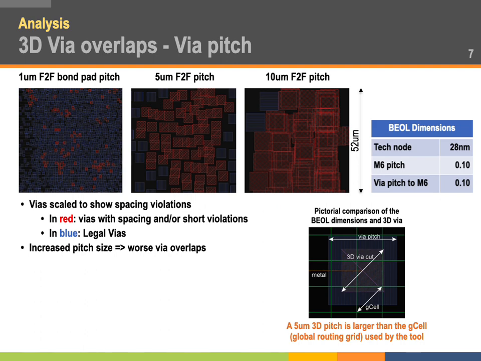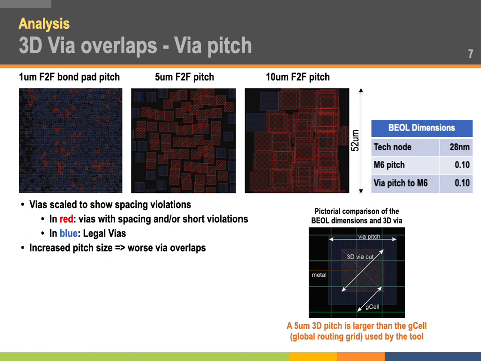We see the layouts of an application processor designed in 28 nanometer technology node. The via pitch of a 3D connection is varied from 1 micron to 10 micron. And for reference, the 2D technology node we used here has an M6 pitch of 0.1 micron, and the via connection to the metal layer also has a similar pitch. The layout snapshots show 3D vias, which are highlighted based on the overlap. If the via is blue, it means that the via location is legal. There are no overlaps. A red means that the via is overlapping with one or more other vias nearby. And here, we see that the overlap becomes more and more severe as the pitch increases.